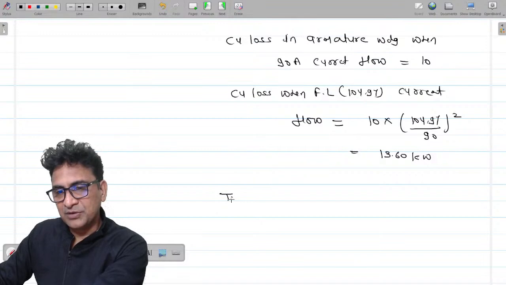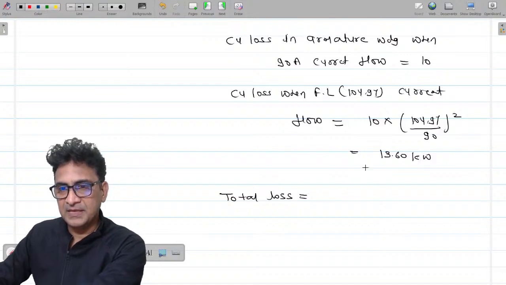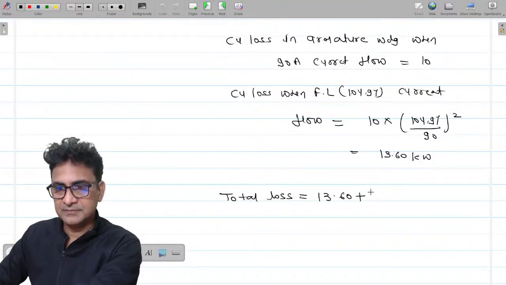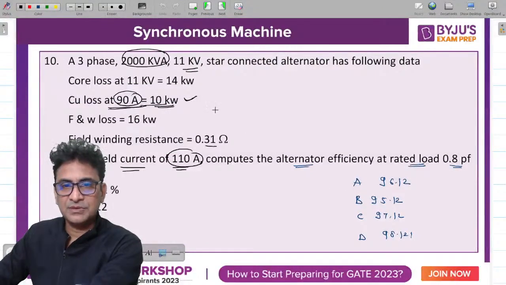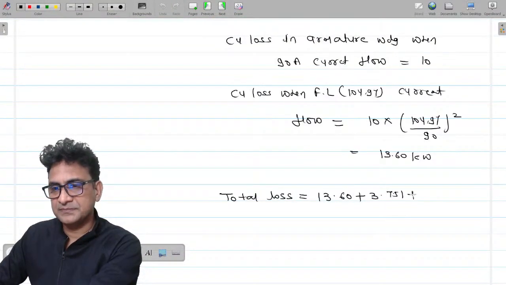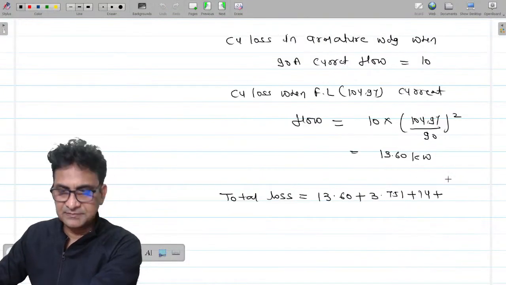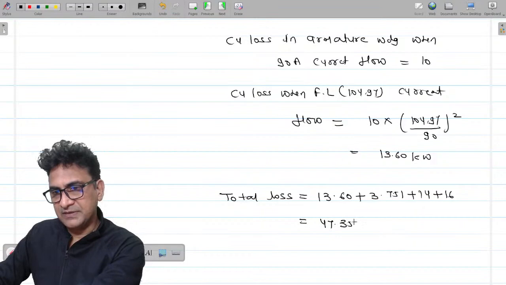So what will be the total losses? See, all these losses are given for 3 phase. So in armature winding, the copper loss is 13.60. Field winding copper loss is 3.751. Now core loss does not depend upon the current. It will remain the same, 14. Friction and windage losses remain the same. It is 16. So total loss will come to 47.351 kilowatt.